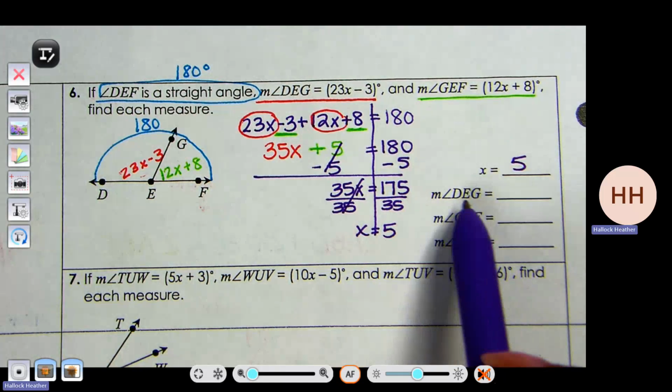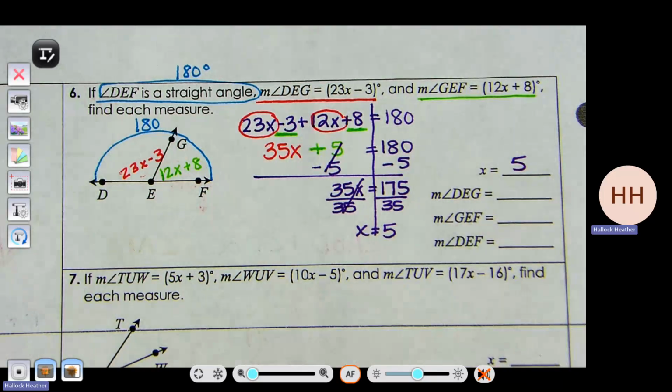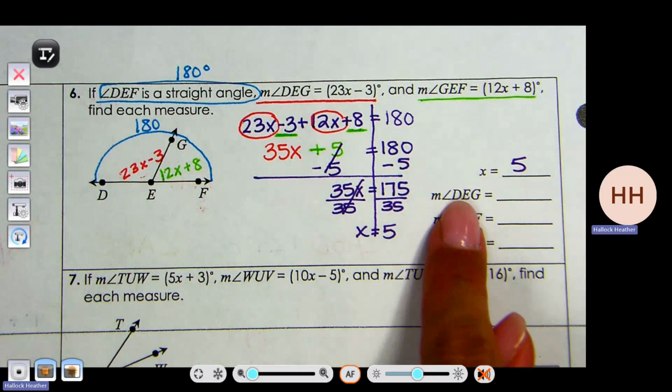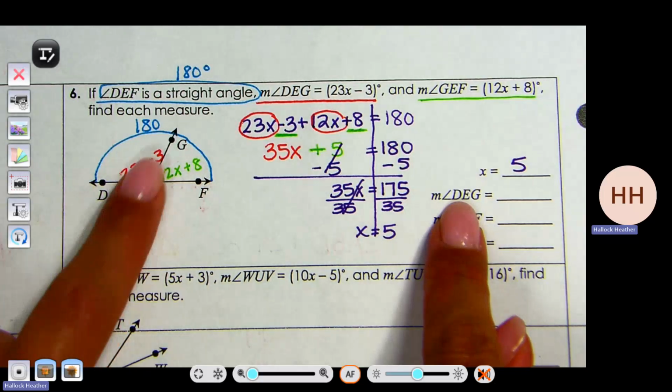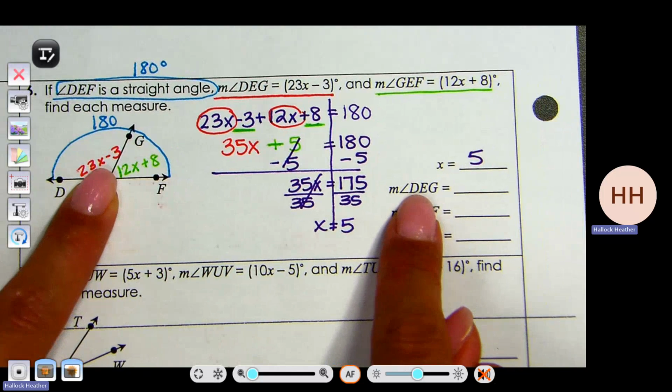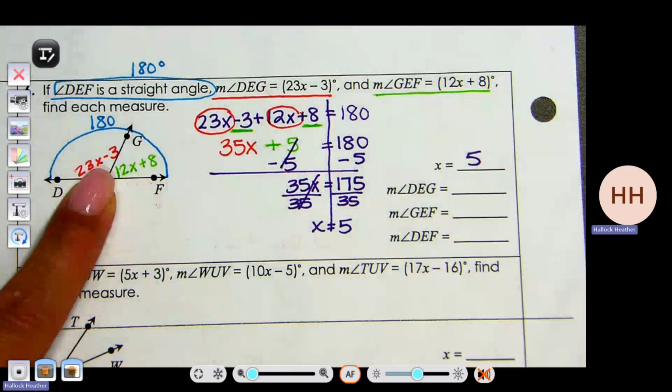And you're like, what the heck is all this? We have to plug it back in and we have to find every single angle measure. So I'm going to plug it back in. It says I have to find the measure of DEG. If I look at my picture, DEG is 23x minus 3. So I'm plugging x back in. I'm substituting it back in.